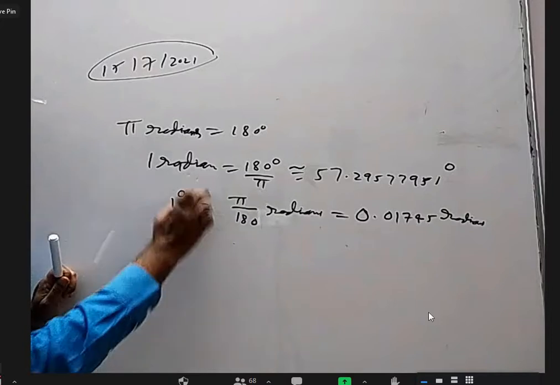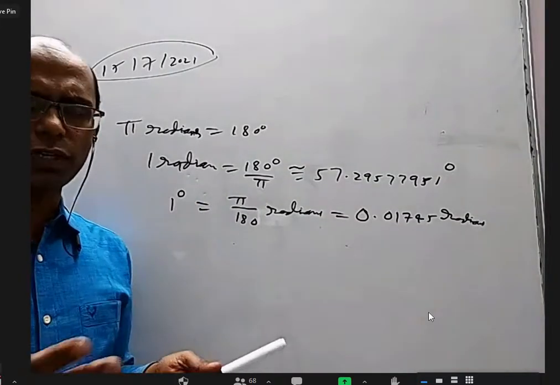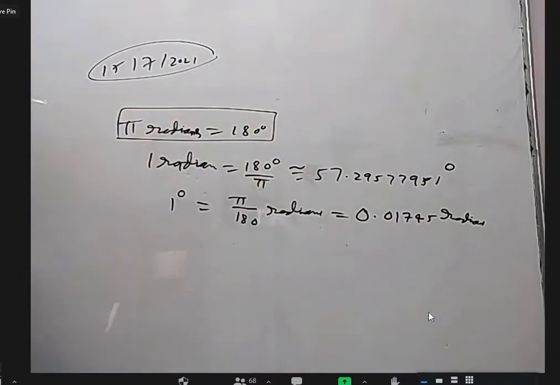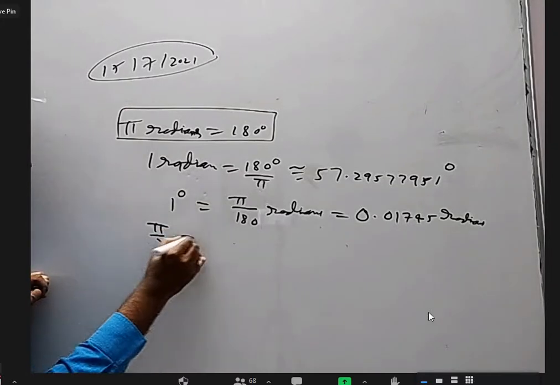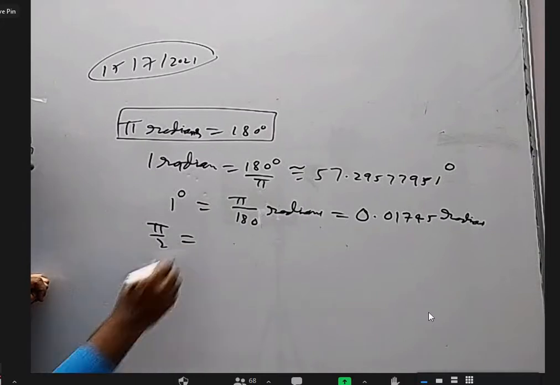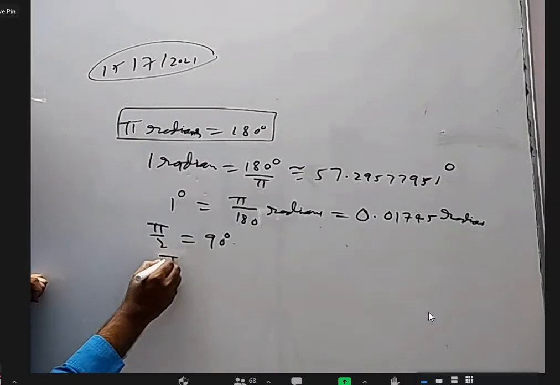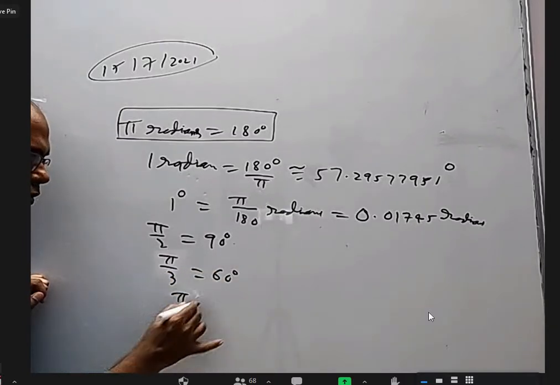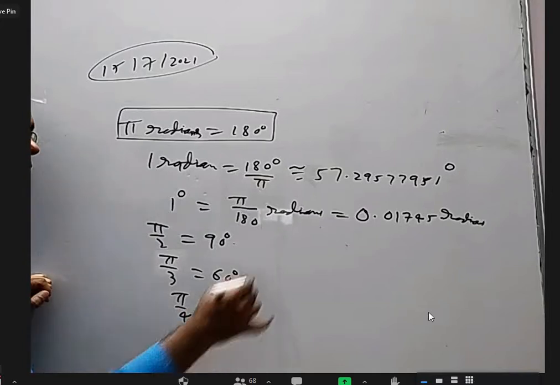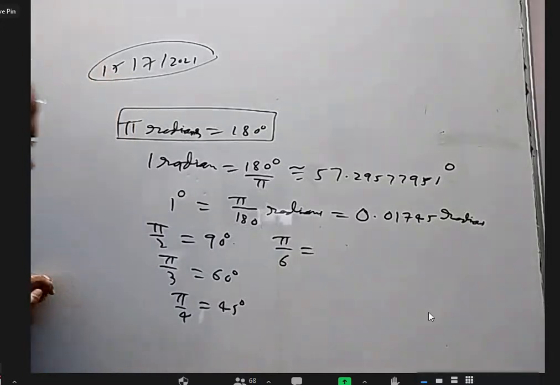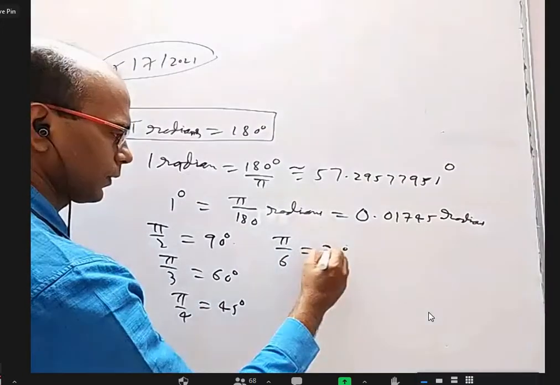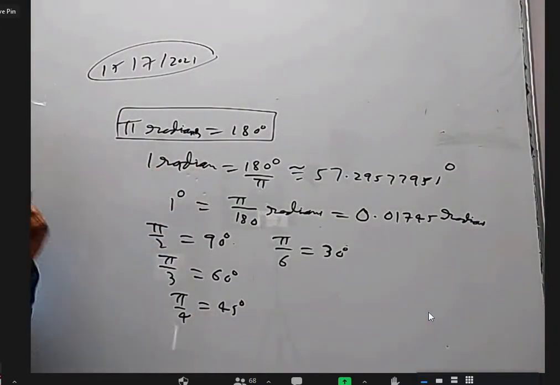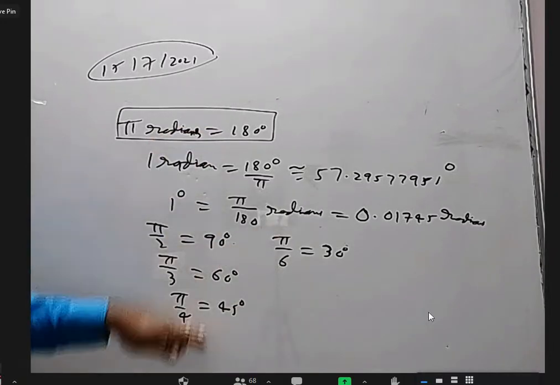Now let us use this to convert radians into degrees or degrees into radians, which we'll be using very frequently. We'll be using pi radians equal to 180 degrees very frequently. If I divide by 2, what will pi by 2 be? 90 degrees. If I divide by 3, 60 degrees. If I divide by 4, 45 degrees. And if I divide by 6, 30 degrees. Let's say any other angle you want to convert into radians. Anyway, write these 4 points. Write all these things.